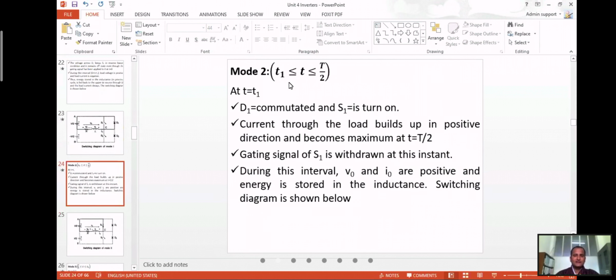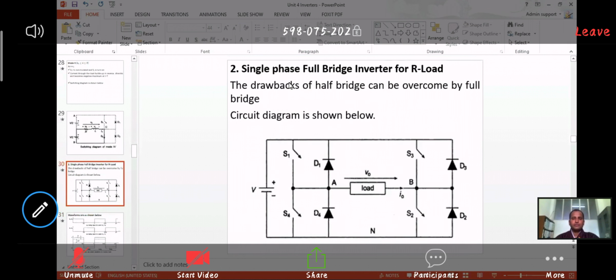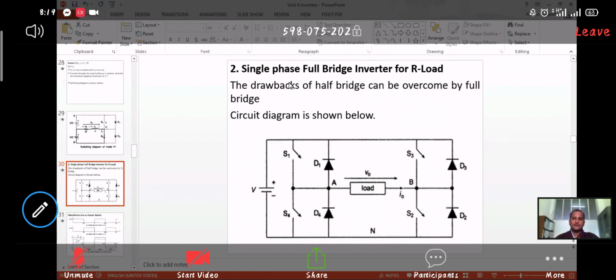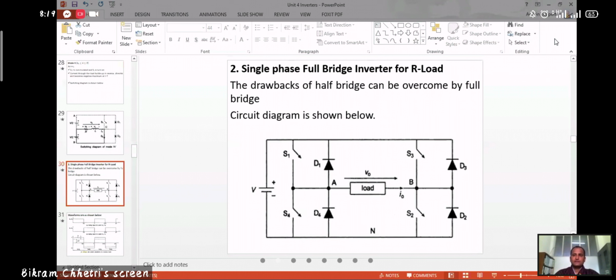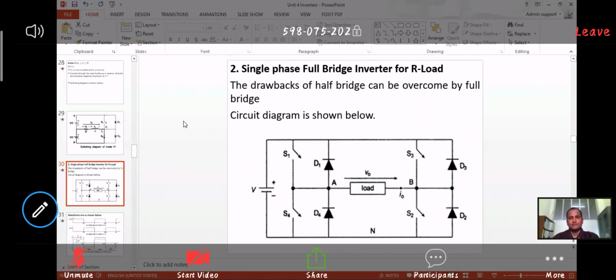We have already seen this in the last class. So now we'll go to the single phase full bridge inverter with R load. There are certain drawbacks in half bridge inverters, but in the full bridge inverter we can overcome this.